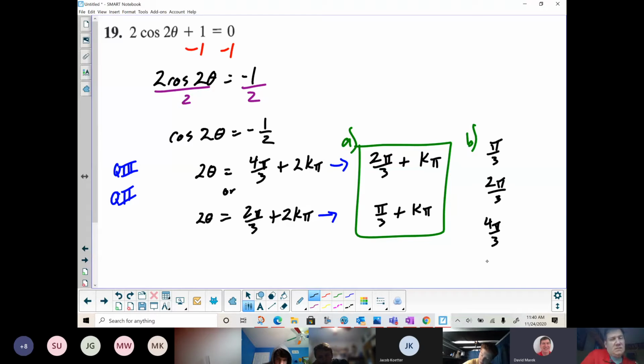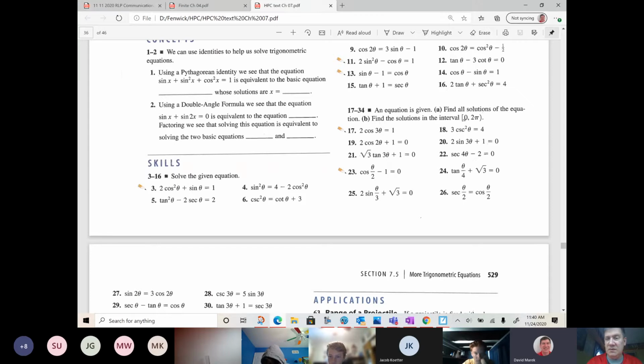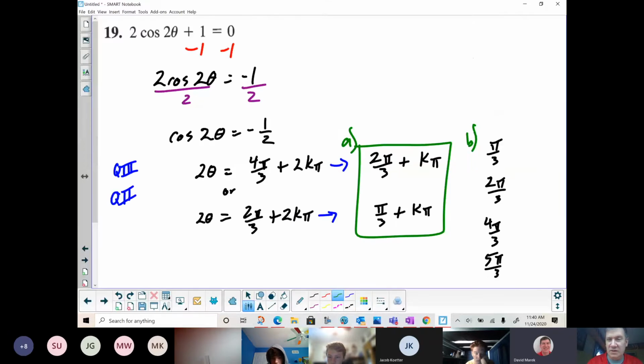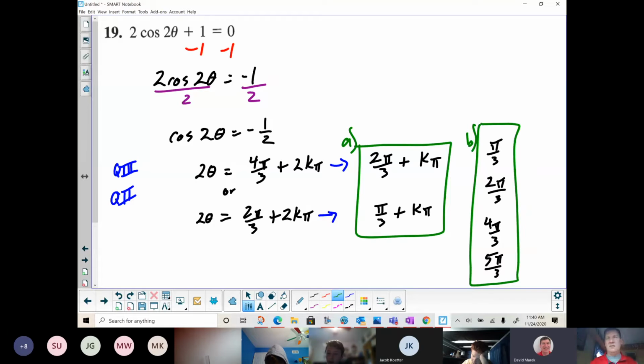And then 5 pi over 3 from the first one. If I put in 2 in place of k, well, obviously adding the pi over 3, it goes beyond. They said this interval is only supposed to go from 0 up to, but not including 2 pi. So here is the complete list of solutions for part B. Anybody have any questions with 19?